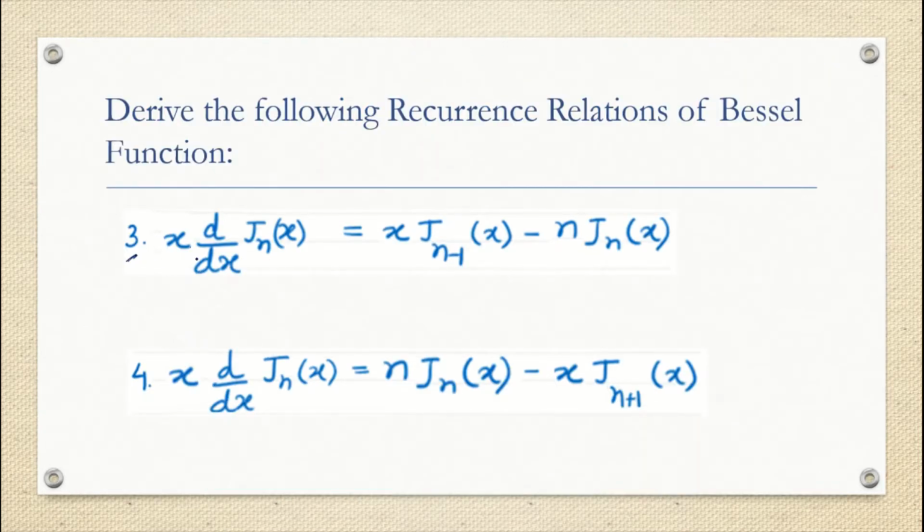Here we see that x d/dx of J_n(x) is nothing but x J_{n-1}(x) minus n J_n(x). Similarly, the fourth recurrence relation is also of the same pattern, so you will see that the left hand side is exactly the same. The fourth recurrence relation is x d/dx of J_n(x), which is equal to n J_n(x) minus x J_{n+1}(x).